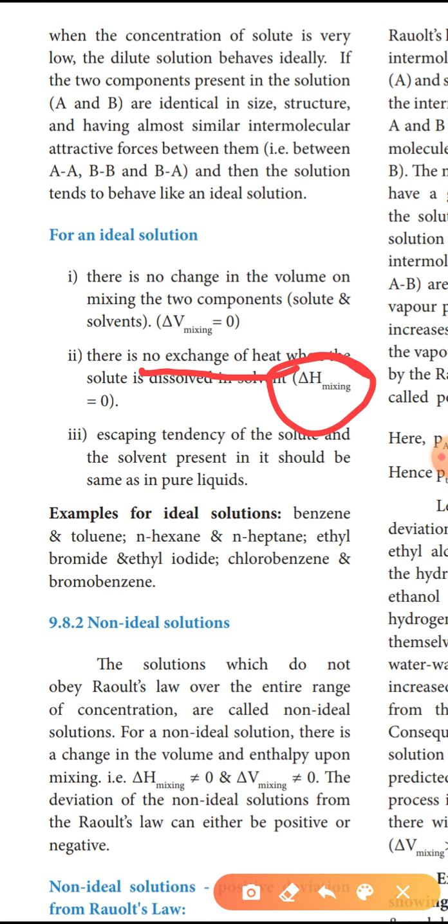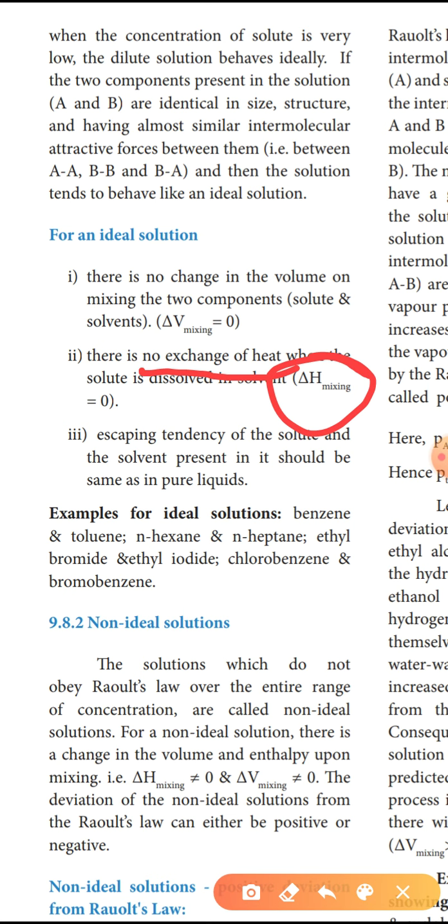Next, let me learn about non-ideal solution. An ideal solution obeys Raoult's law. A non-ideal solution does not obey Raoult's law. The solutions which do not obey Raoult's law over the entire range of concentration are called non-ideal solutions.